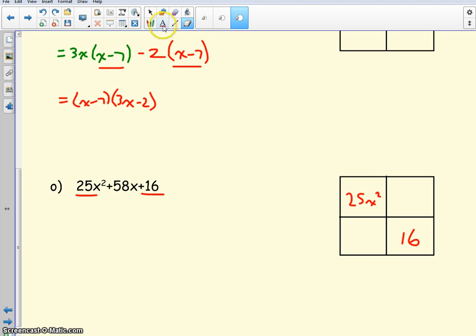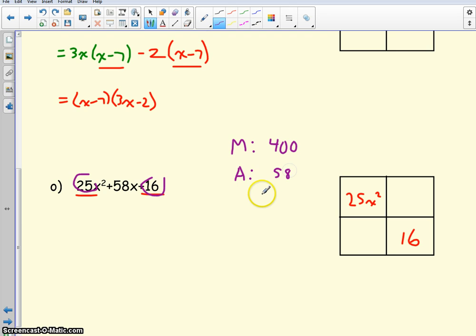Or if you recognize that you're looking for two numbers that are going to multiply to 25 times 16. So 25 times 16 gives you 400. And they would have to add to 58. So what two numbers multiply to 400 and add to 58? Well, those two numbers are going to be 50 and 8. Okay, and if you don't see that, that's fine. I find it easier to do the trial and error approach. You will eventually get to the right answer. But if you can do this, you see that's going to be 50x and 8x.